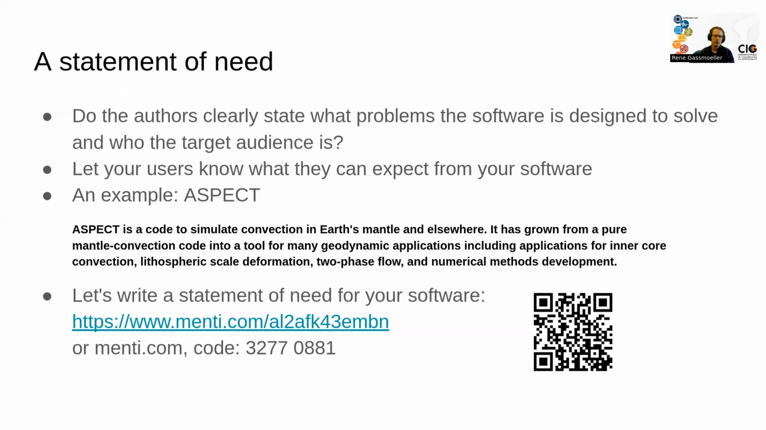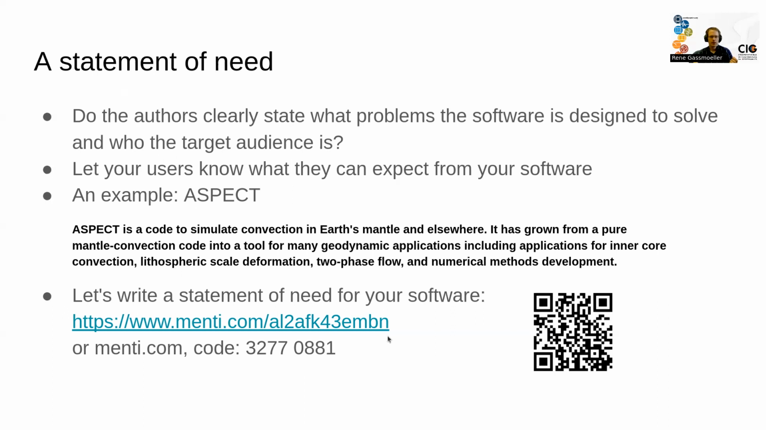I would like to do a little experiment and see if we can come up with statements of need for the software that you're working on. If you go to this website, or again, open menti.com and enter this code. Careful, this is a different code than the one that we used for the pre-workshop quiz. It's 3277-0881, or you can use your phone and scan this QR code.